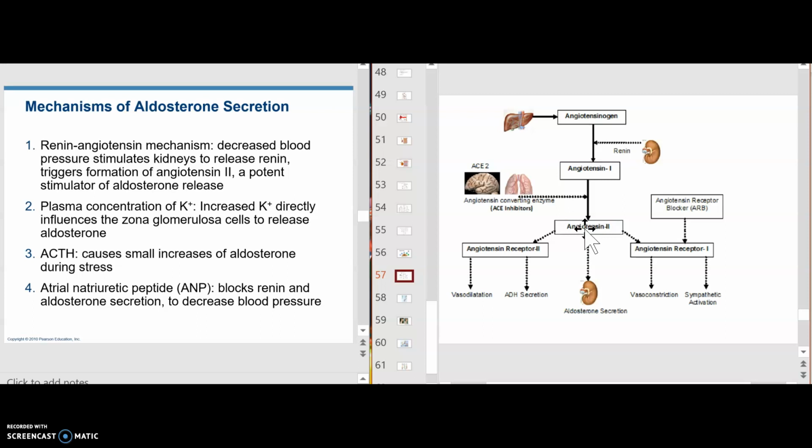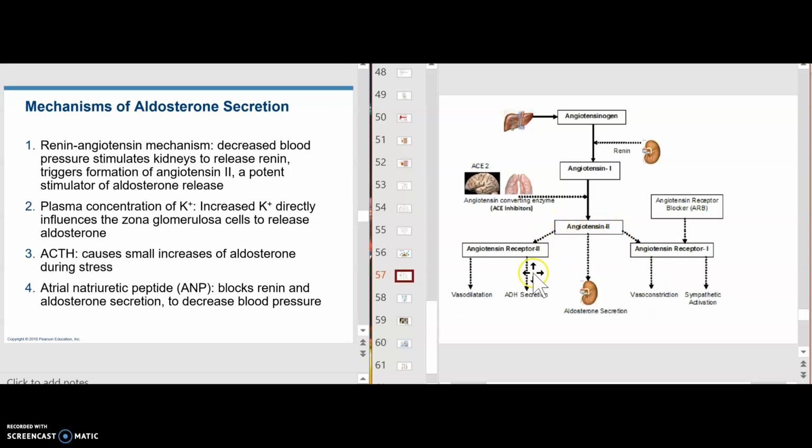Angiotensin 2 can do several things. Number one, it's a powerful vasoconstrictor, as discussed in the cardiovascular section. Another thing, it will activate the sympathetic nervous system. Another thing it will do is cause aldosterone secretion.